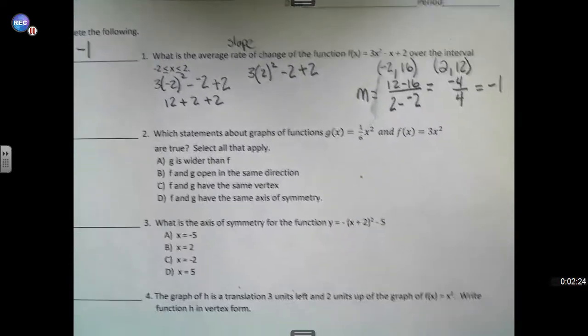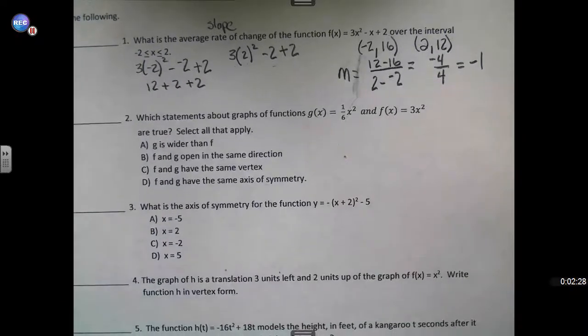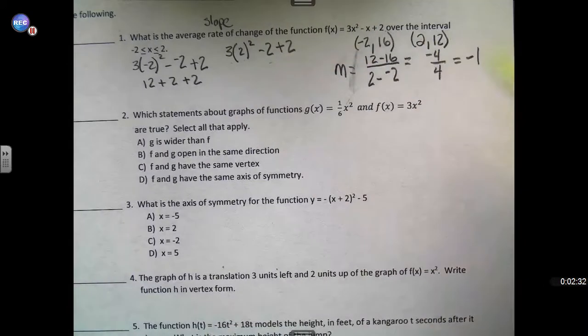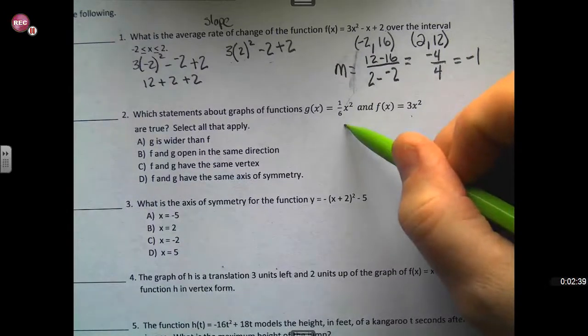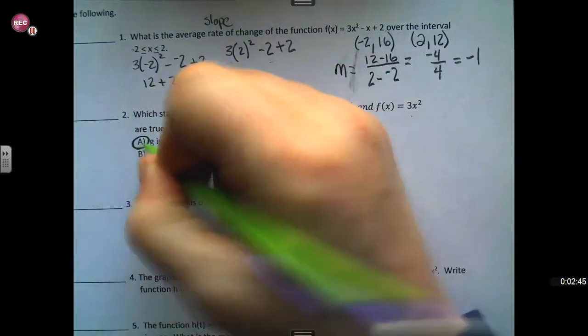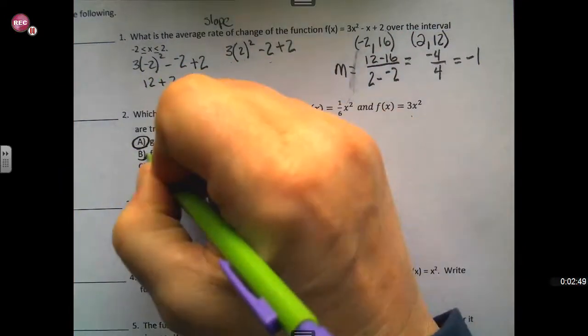Okay, so now we're looking at 2 quadratic functions. Looks like they both open up, but with the whole number in front, remember that's going to be skinnier, and this is going to be spread out more. It's going to be flatter. So G is wider than F? I think so. F and G open in the same direction. Yep, they both open up.